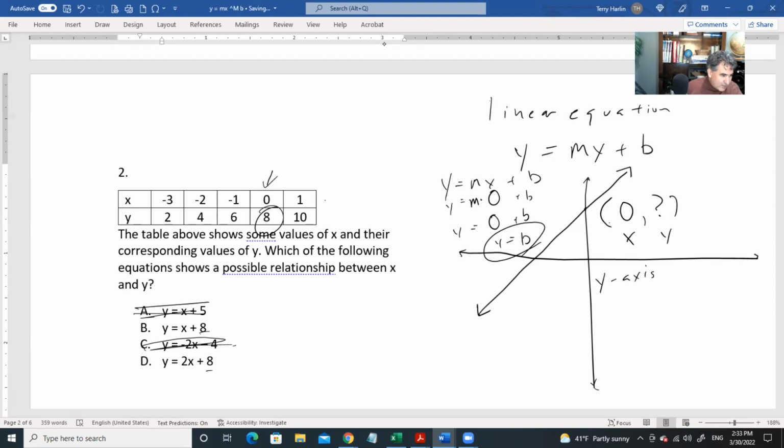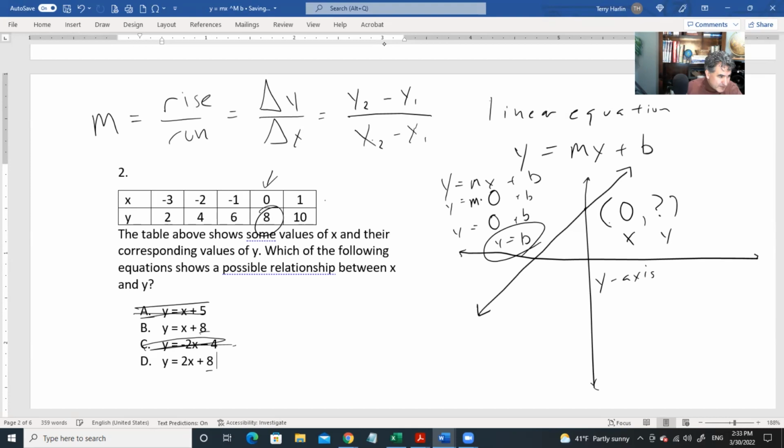Now I want to find my slope. What's the formula for slope? Rise over run, which is my difference in my y's over my difference in my x's. In other words, I choose any point and I make that the second point, and I choose any other point and I make that the first point, and I subtract the y-coordinates from the corresponding y-coordinate, and then the corresponding x from the corresponding x-coordinates.